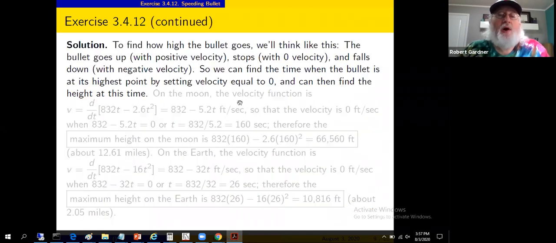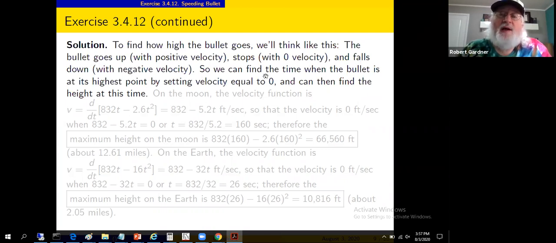Next, they want to know, and this is very conceptually important, how high did the bullet go. Okay. There's more than one way to do this. We're going to do it like this, foreshadowing applications of derivatives to graphs in chapter 4. Think like this. The bullet goes up when the velocity is positive. It stops when the velocity is 0, and then it falls when the velocity is negative.